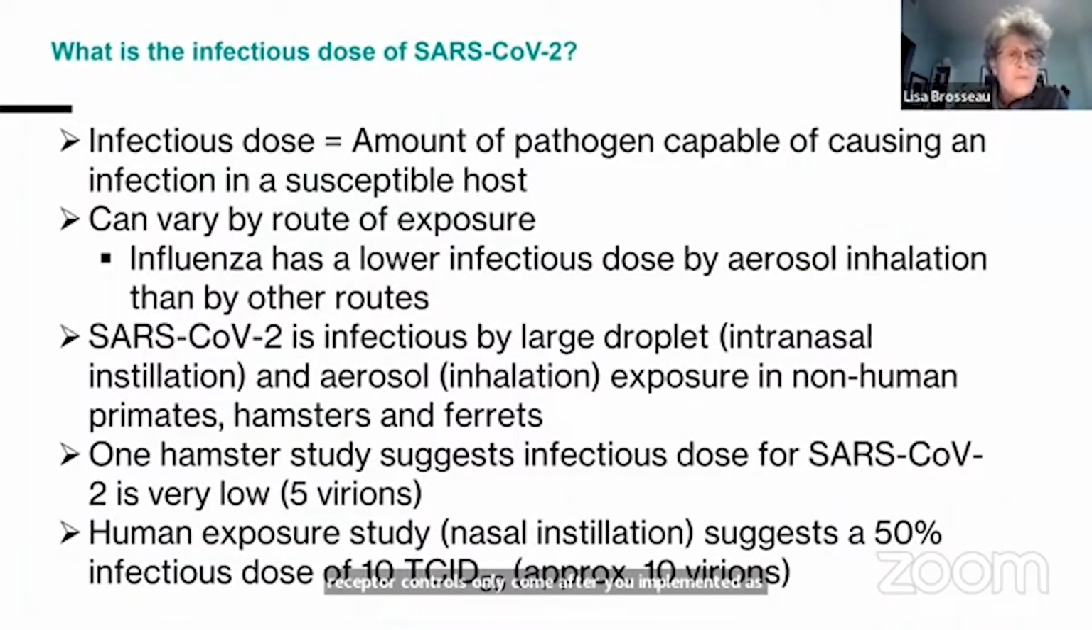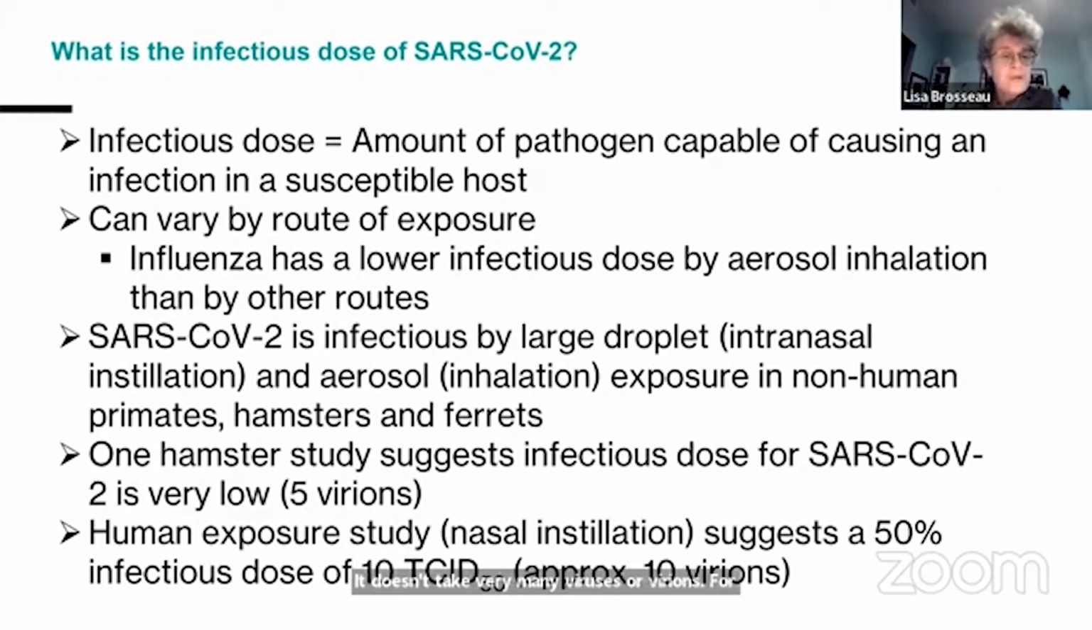I'm not going to spend a lot of time on this, but we don't really know what the infectious dose of SARS-CoV-2 is, but I will tell you it has to be low. And that would explain, in addition to the fact that there's aerosol transmission and inhalation, that it doesn't take very many viruses or virions for somebody to be infected.